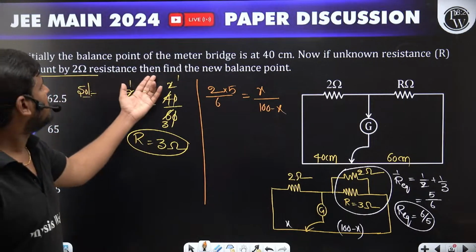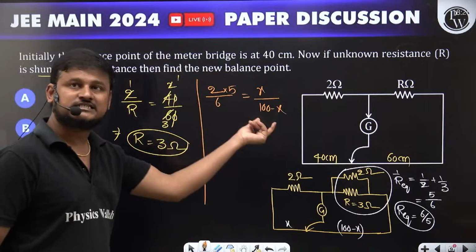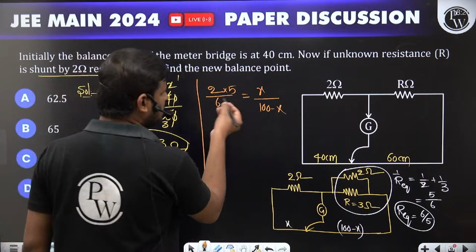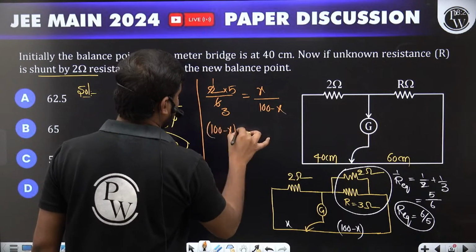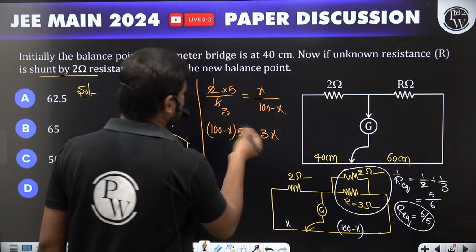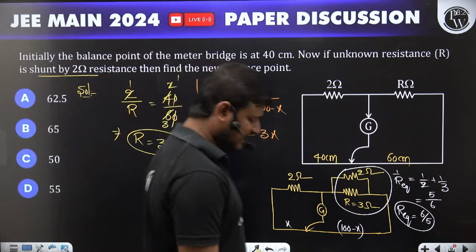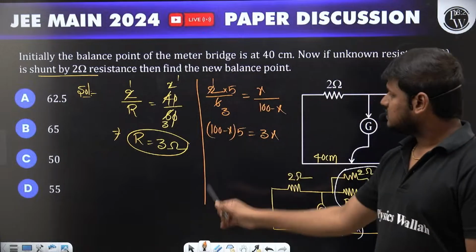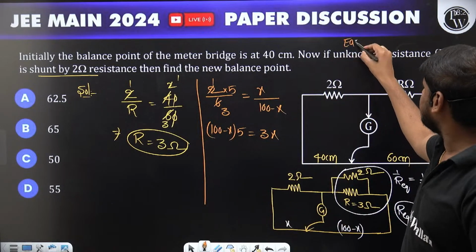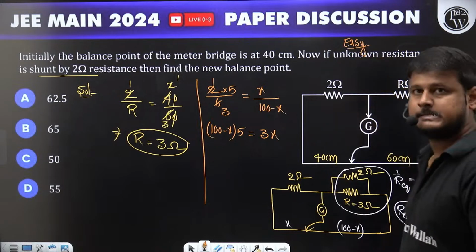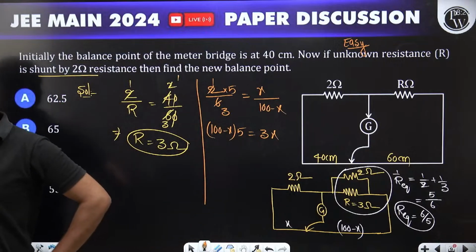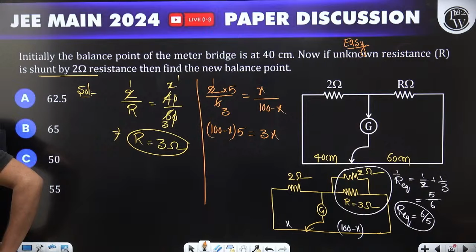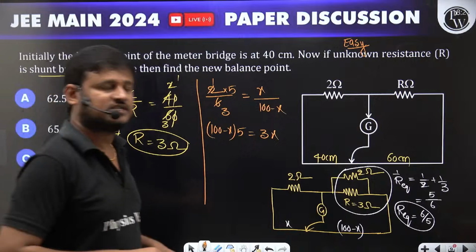So now calculate the x value. What are they asking? Find the new balancing point. So find that x value. What is the new balancing point, x? Hope you guys can do the basic calculations here. 100 minus x into 5 is equal to 3x. So do the basic calculations from here. Done? Clear, guys? So this question is also an easy one. First, note this down, everyone. Done? Chalo, next.